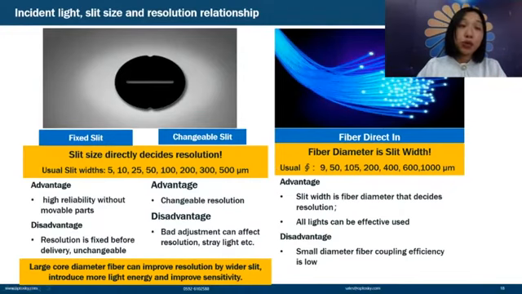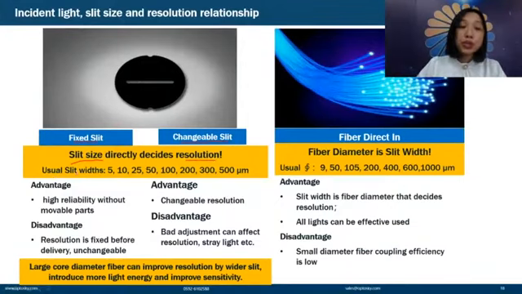Next, we move on to the incident light. This is the incident light. And also we can introduce the slit size and resolution relationship. We have two types of slits. We have a fixed slit. We have a changeable slit. Because the slit size can directly decide the resolution.